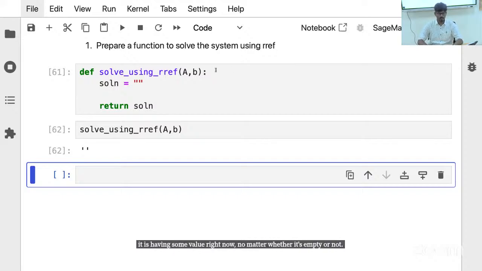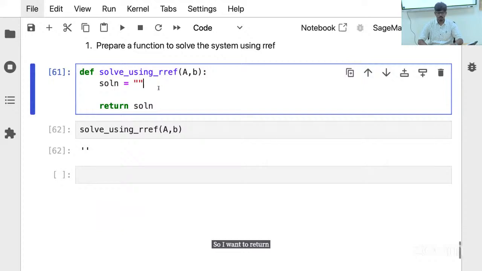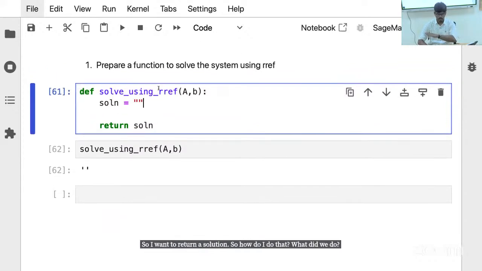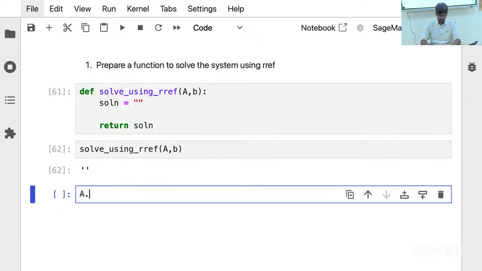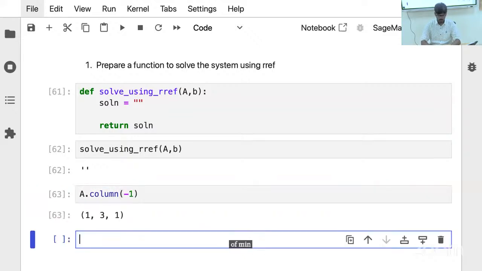So I want to return a solution. How do I do that? What did we do? We first augmented the matrix. And then what did we do? We found the row echelon form of it. And then we looked at the last column of it, correct? I believe you can also do a dot column of -1. Let me check. Yes. If you give a -1 on the column, then that actually starts from the last. So the -1 is the last column.